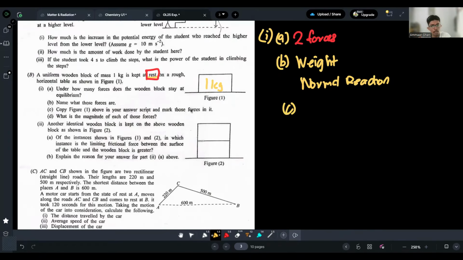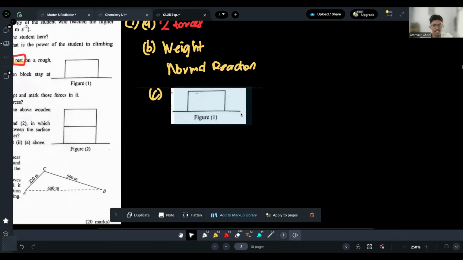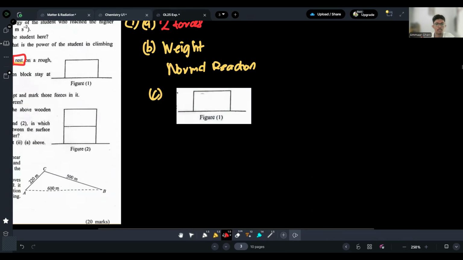Part C. Copy figure 1 above in your answer script and mark those forces in it. I'm not going to copy, but okay, let me just try to copy it. So I have the figure 1 here. You have to mark the forces acting. You can mark the weight from the center.